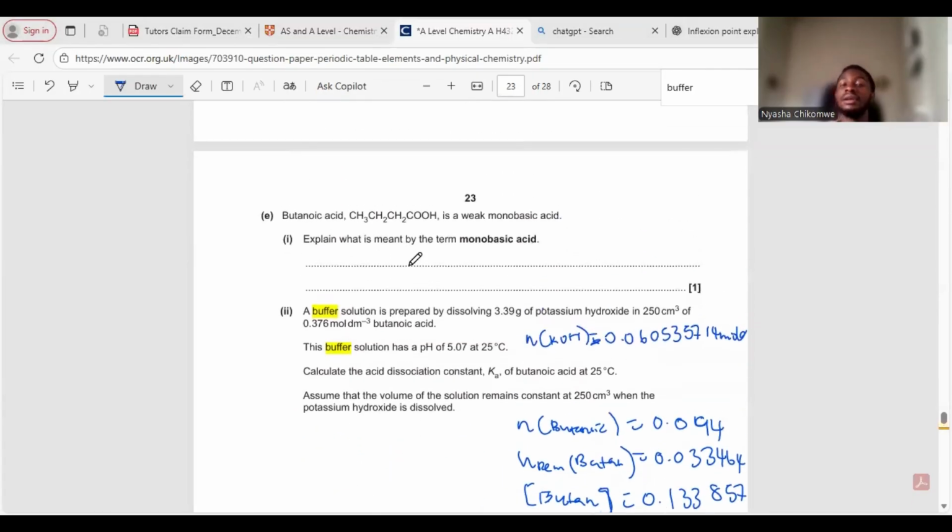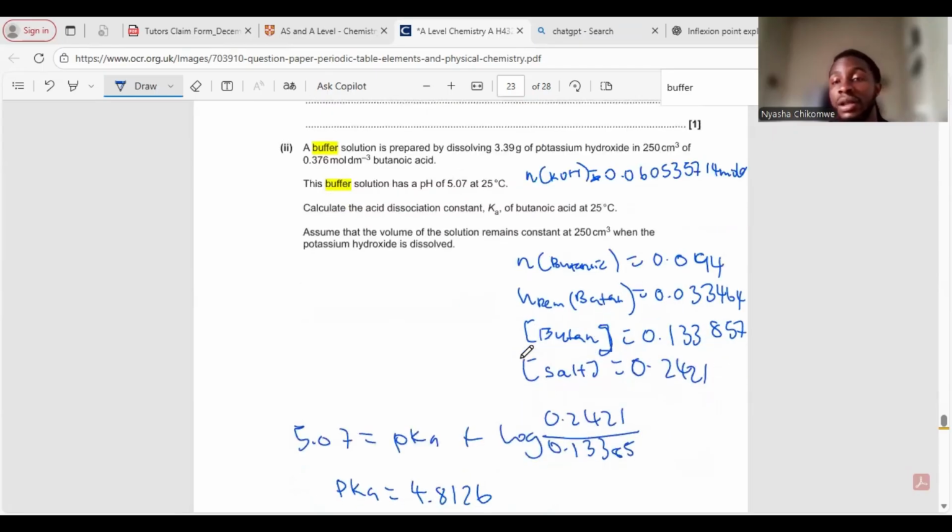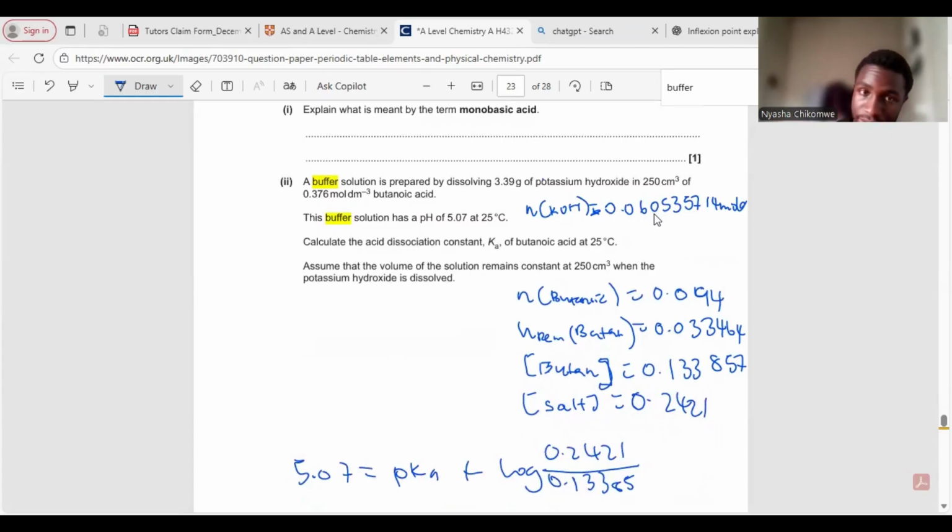Okay guys, on this question, this is a buffer question. It says butanoic acid is a weak monobasic acid. Explain what is meant by the term monobasic acid. A monobasic acid is where 1 mole of acid dissociates to give 1 mole of H plus ions. Monobasic. Okay, cool.